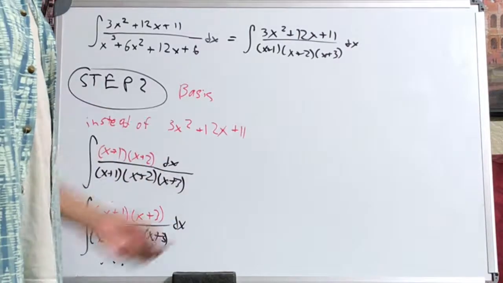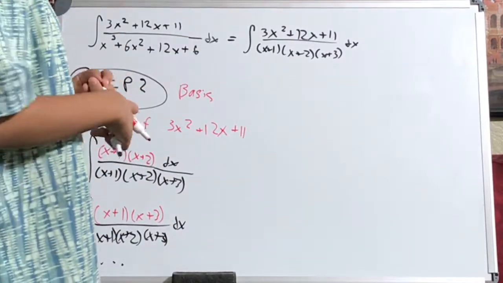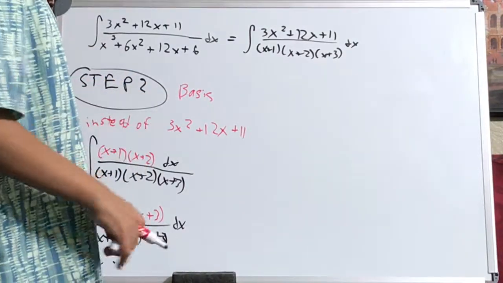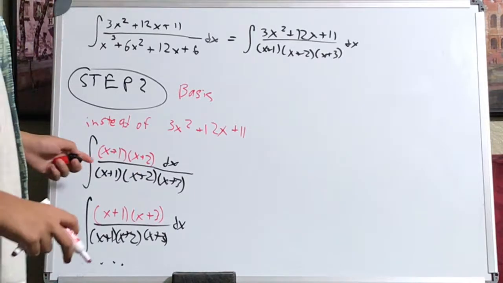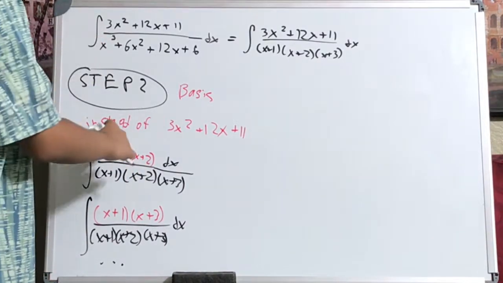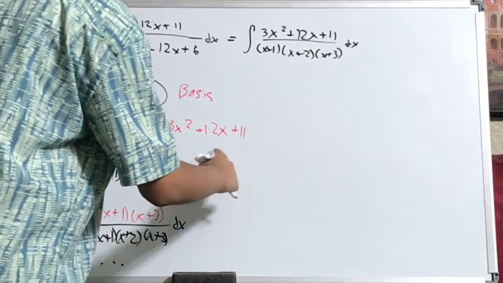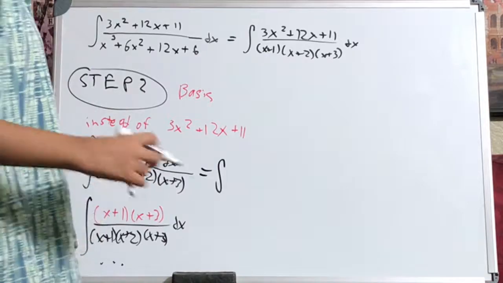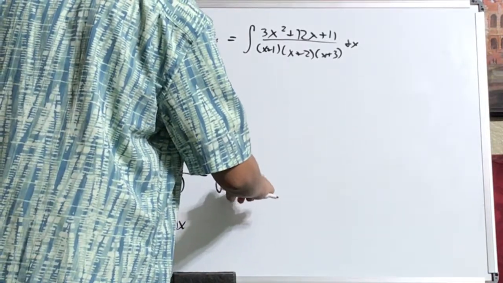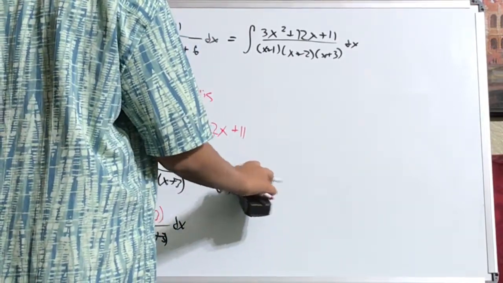We went ahead and factored it. Okay, let's think about it. What can we put in the numerator instead of 3x squared plus 12x plus 11? Well, wouldn't it be nice if we had x plus 1 and x plus 2 on the top, so we could just cancel these out and get the integral of dx over x plus 3? That would be nice, right?